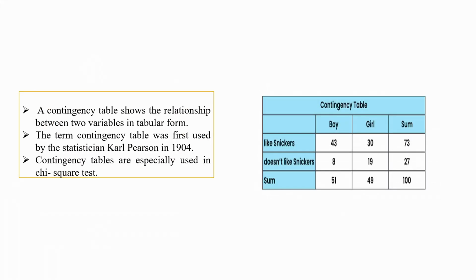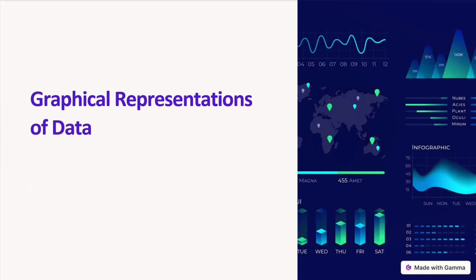Then it is a contingency table. This is also like a frequency distribution table in which more than one variable is represented. Here boys, girls, and some items like Snickers, Disney are mentioned, and the total of that is also represented. So this is a contingency table. It is also used for representation of data.